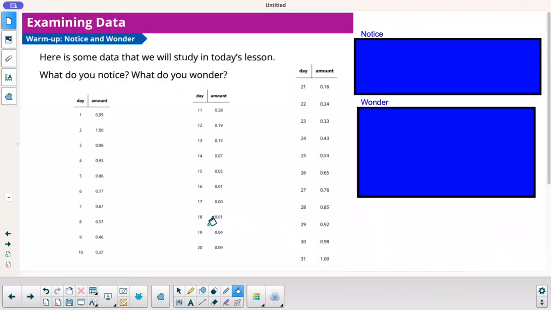All right, so here's some data that we will study in today's lesson. What do you notice? What do you wonder? So take a minute, pause the video, and see what you can come up with.